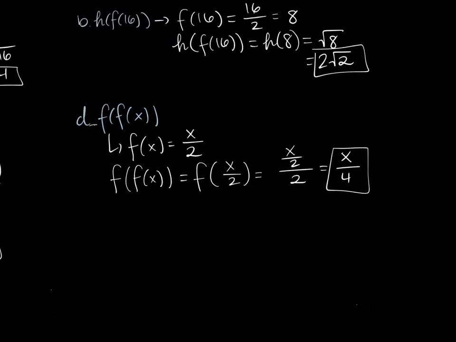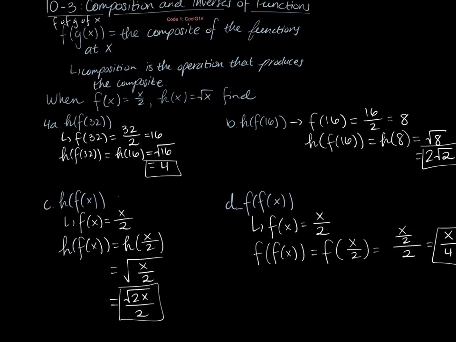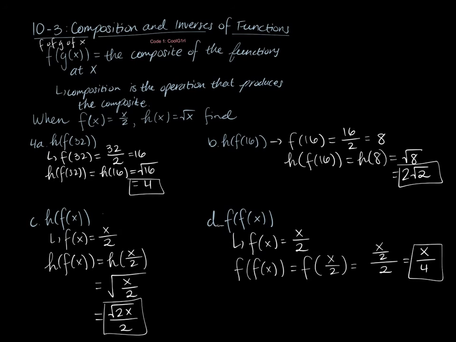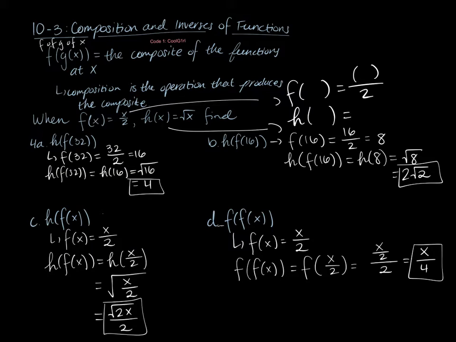What might be beneficial for some of you, if you still struggle with those functions, is to replace f of x and h of x with f of something is equal to that something divided by 2, and h of something is equal to the square root of that something. Then replace whatever you put in the parentheses into the parentheses on the right side of the equation that you put on the left.